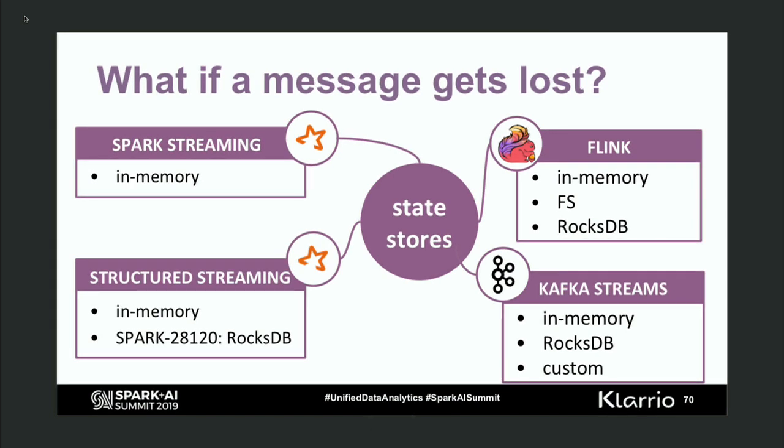For Flink and Kafka Streams, you also have in-memory and RocksDB. Flink also has this file system one, which is actually just checkpointing to HDFS or S3. And then Kafka Streams also offers some custom state stores that you can use. I think Flink as well, by the way.